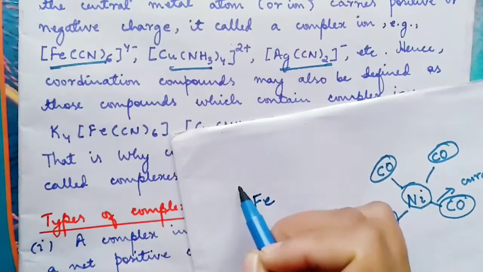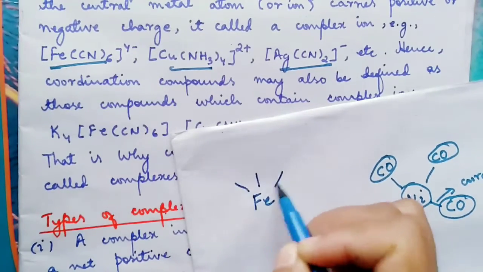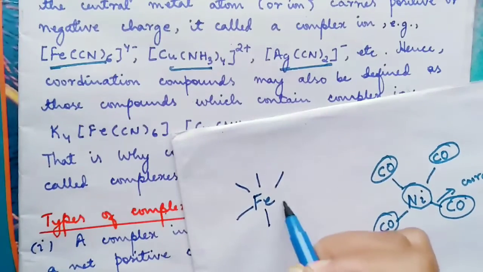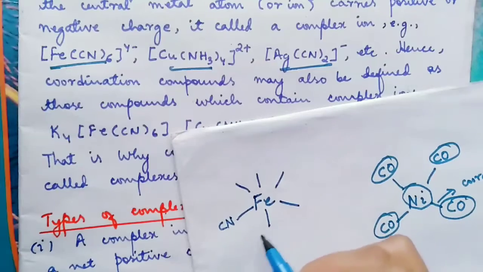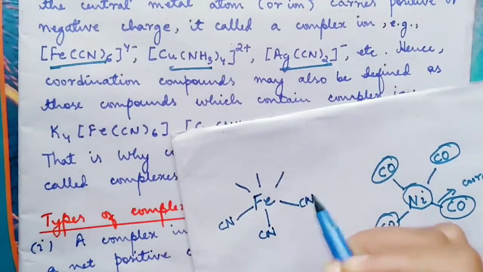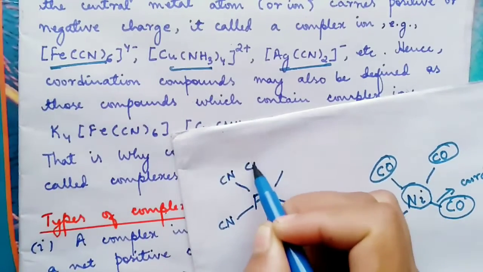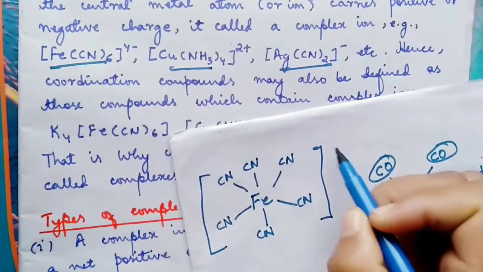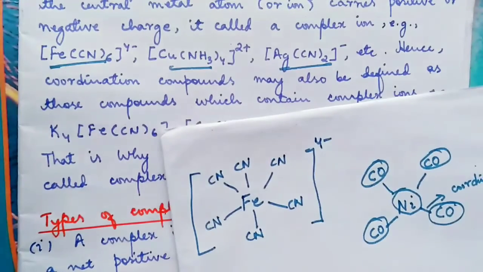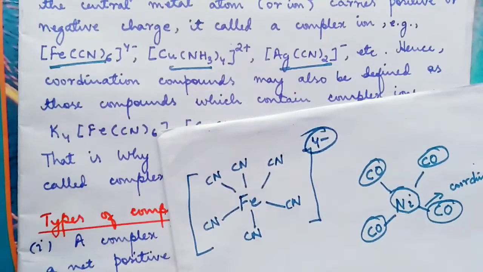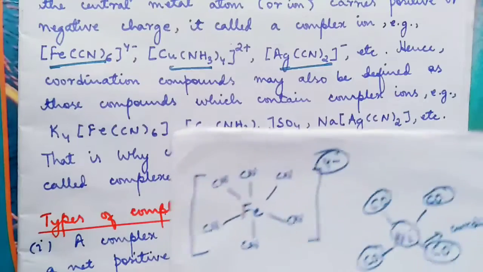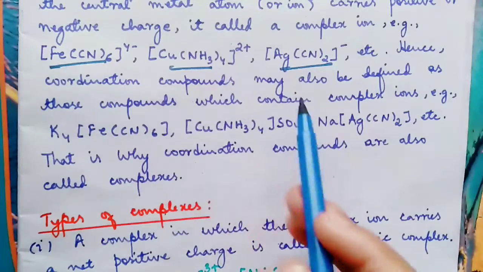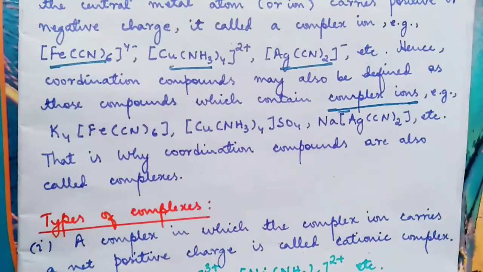and then we have the molecules linked to this central metal atom in this way. CN, CN, CN, CN, and this species carries a negative charge. So it is an example of a complex ion because of the charge, either a positive or a negative charge. So in other words, we can say that coordination compounds are those which contain complex ions.